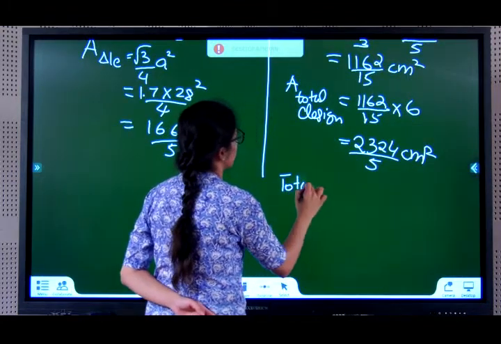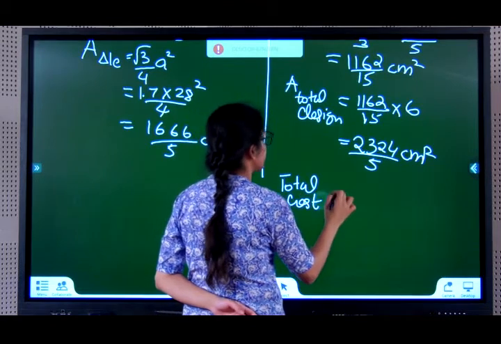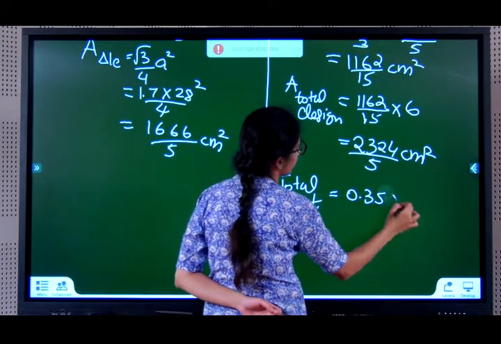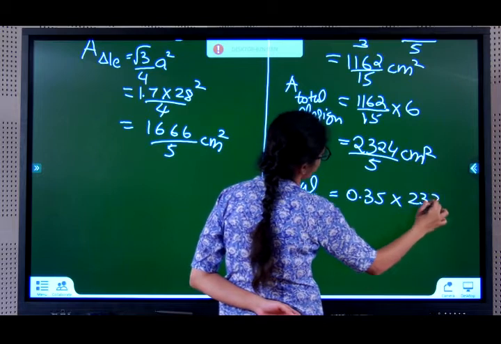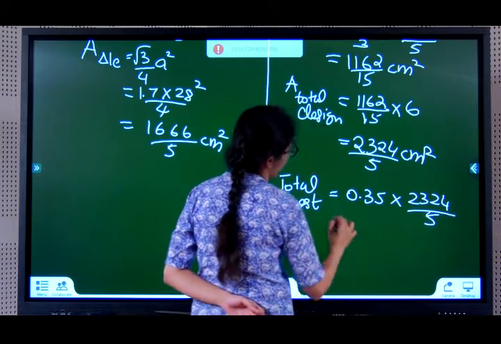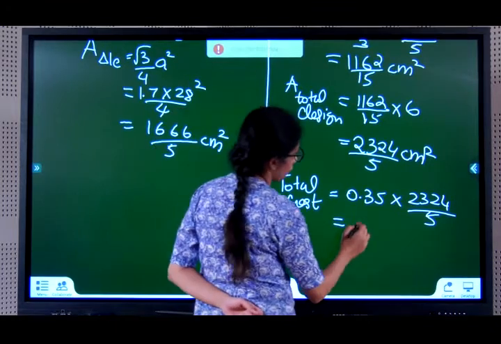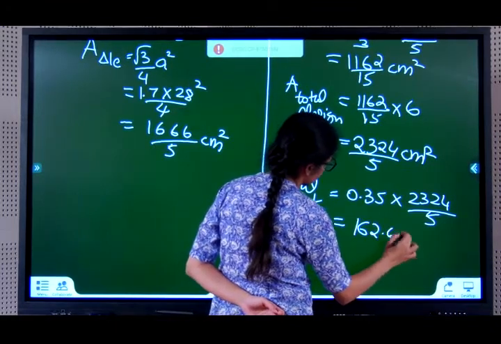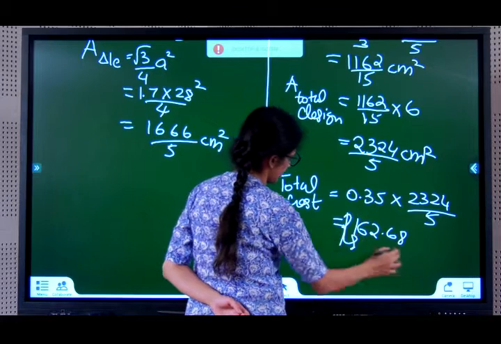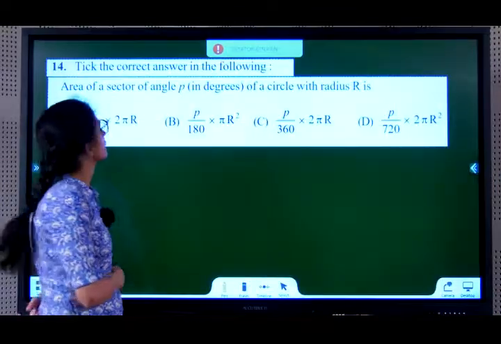Total cost for 1 centimeter square is 0.35. So for all of it together multiply these two. On multiplying and simplifying into its decimal value we get 162.68. Since it's money, rupees.